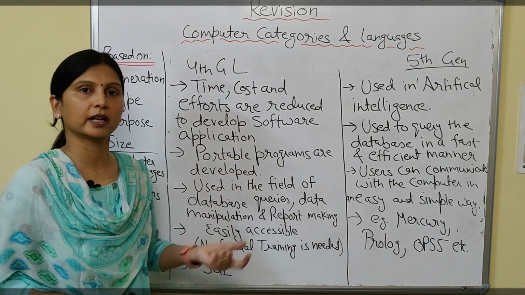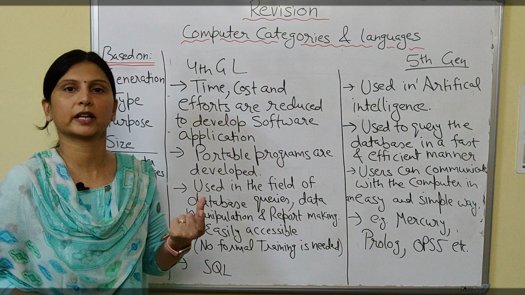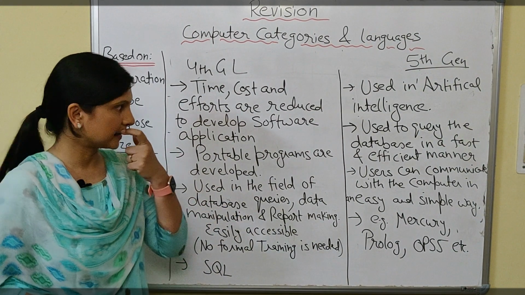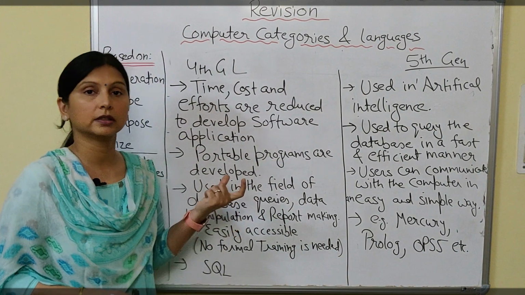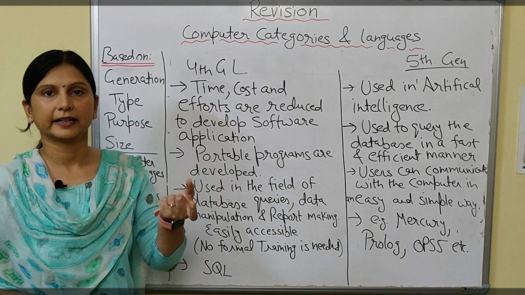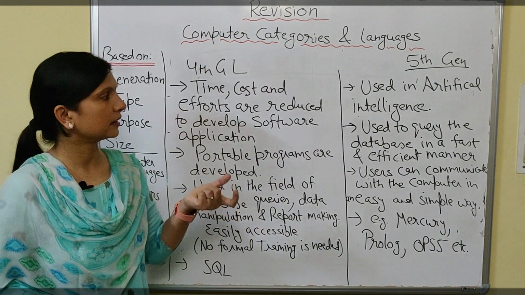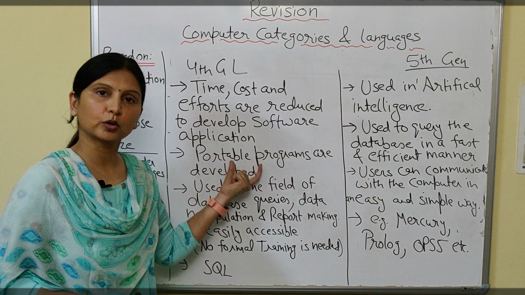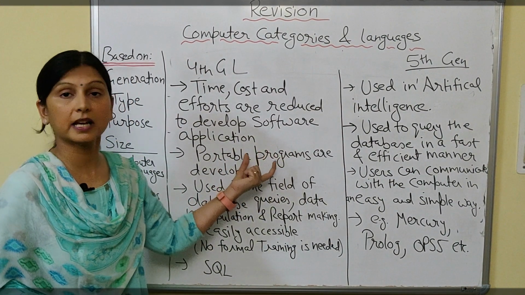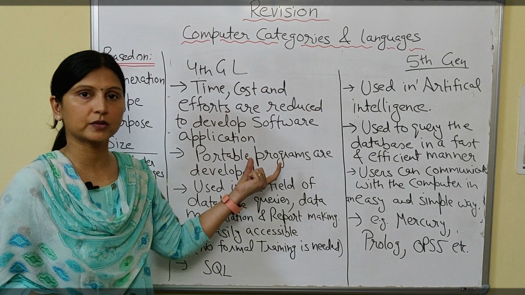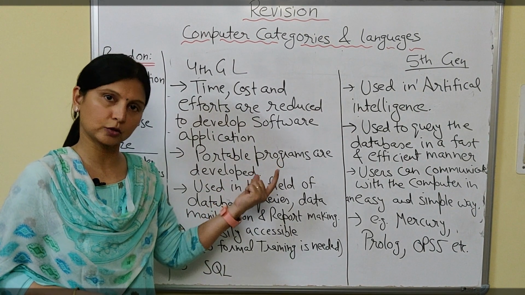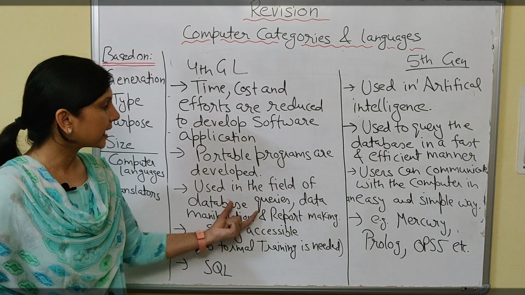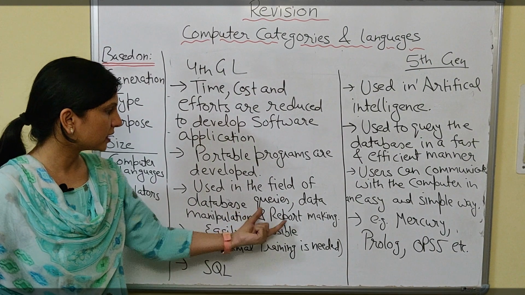What do you mean by portable programs? Portable means the programs which you can run on any platform. Platform means operating system. For example, you have developed the program on Windows, so you can run it on Linux, Unix and other operating systems. Fine. So, it helps in developing portable programs. Like Java. Java is also a platform independent language which can be run on any platform. Third is that it is used in the field of database queries, data manipulation and report making.